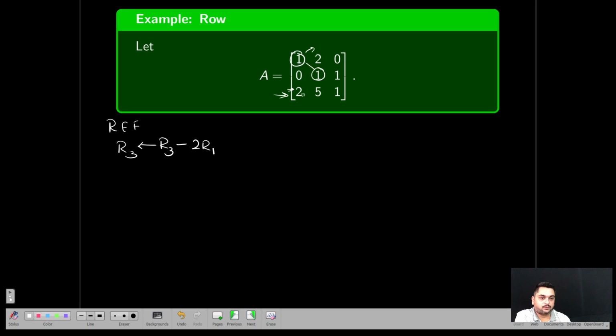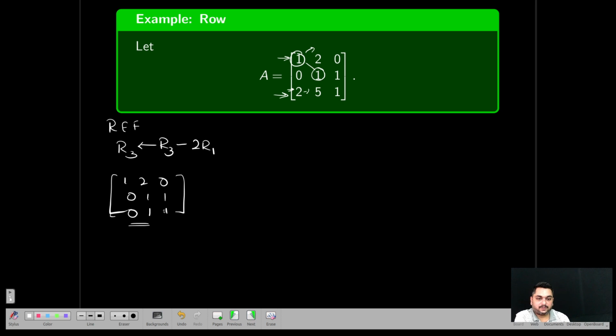So minus 2. I have to get minus 2 here, right? So minus 2 into R1. So the resultant matrix will be 1, 2, 0, will remain same 0, 1, 1. Then this becomes 0. 5 minus 4 is 1. Then 0. 1 minus 0 is 1. So this is the resultant matrix.